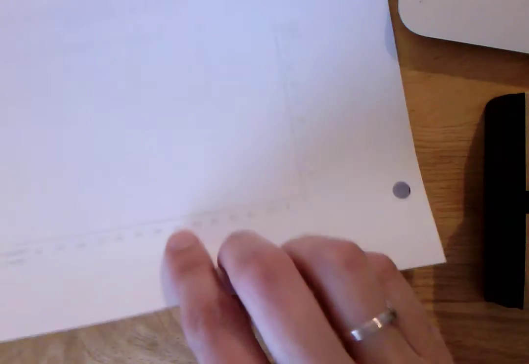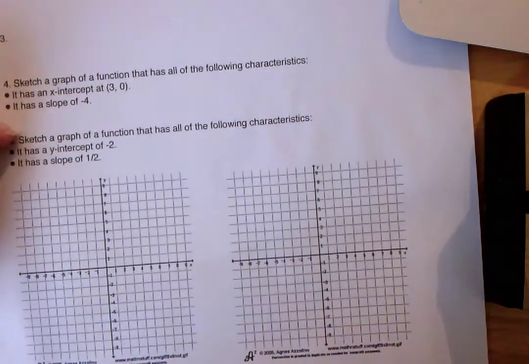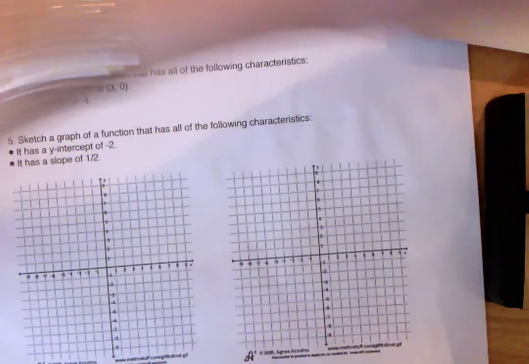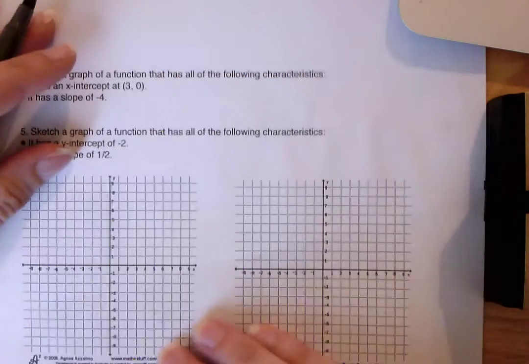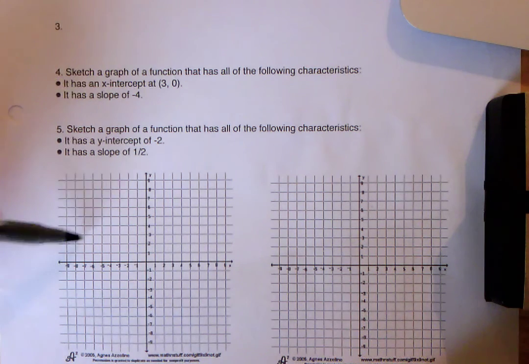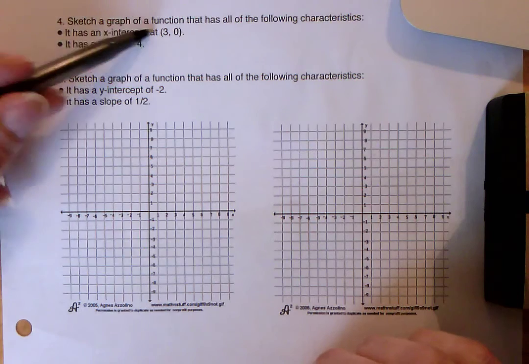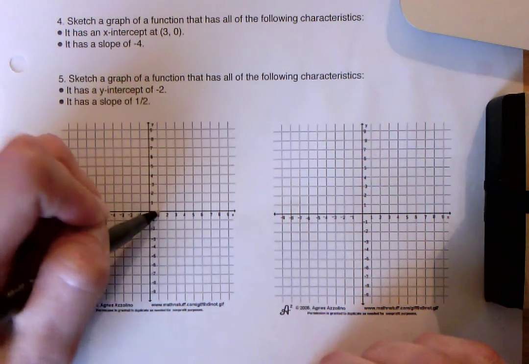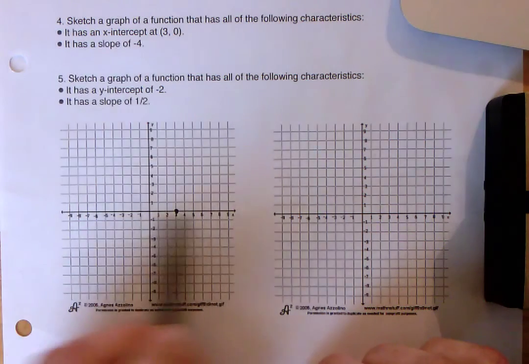So that was step 1. Oh, actually, there's one more example I want to show you. On step 1, it says to graph the following scenario. Okay, so I'm going to do one of these, and then you'll do the other one. So sketch a graph of a function that has all of the following characteristics. So I'll do it on this graph. Okay, so it says it has an x-intercept at (3, 0). So first start over here, 1, 2, 3. Remember, this is the x-axis, so that's why I'm going along this line.